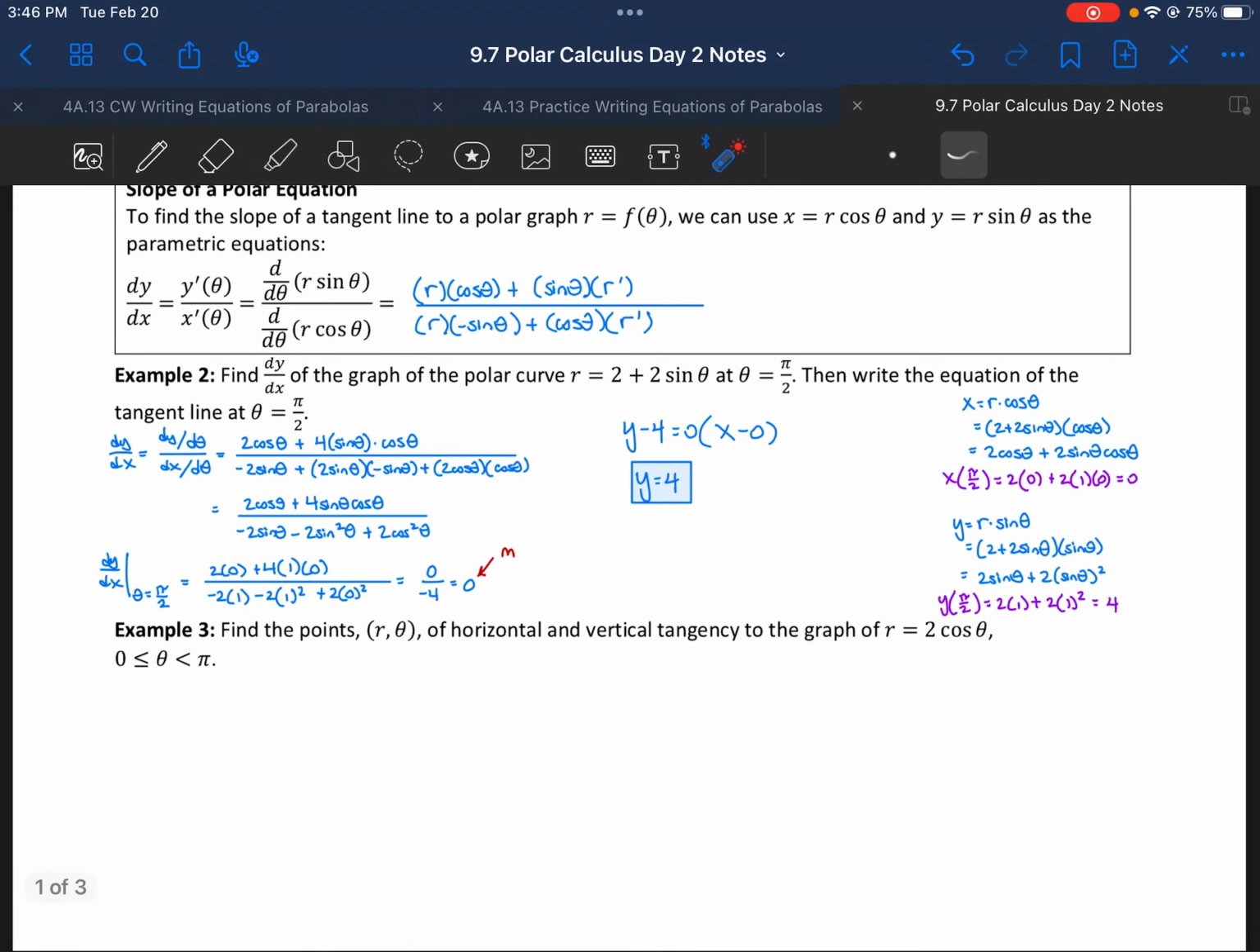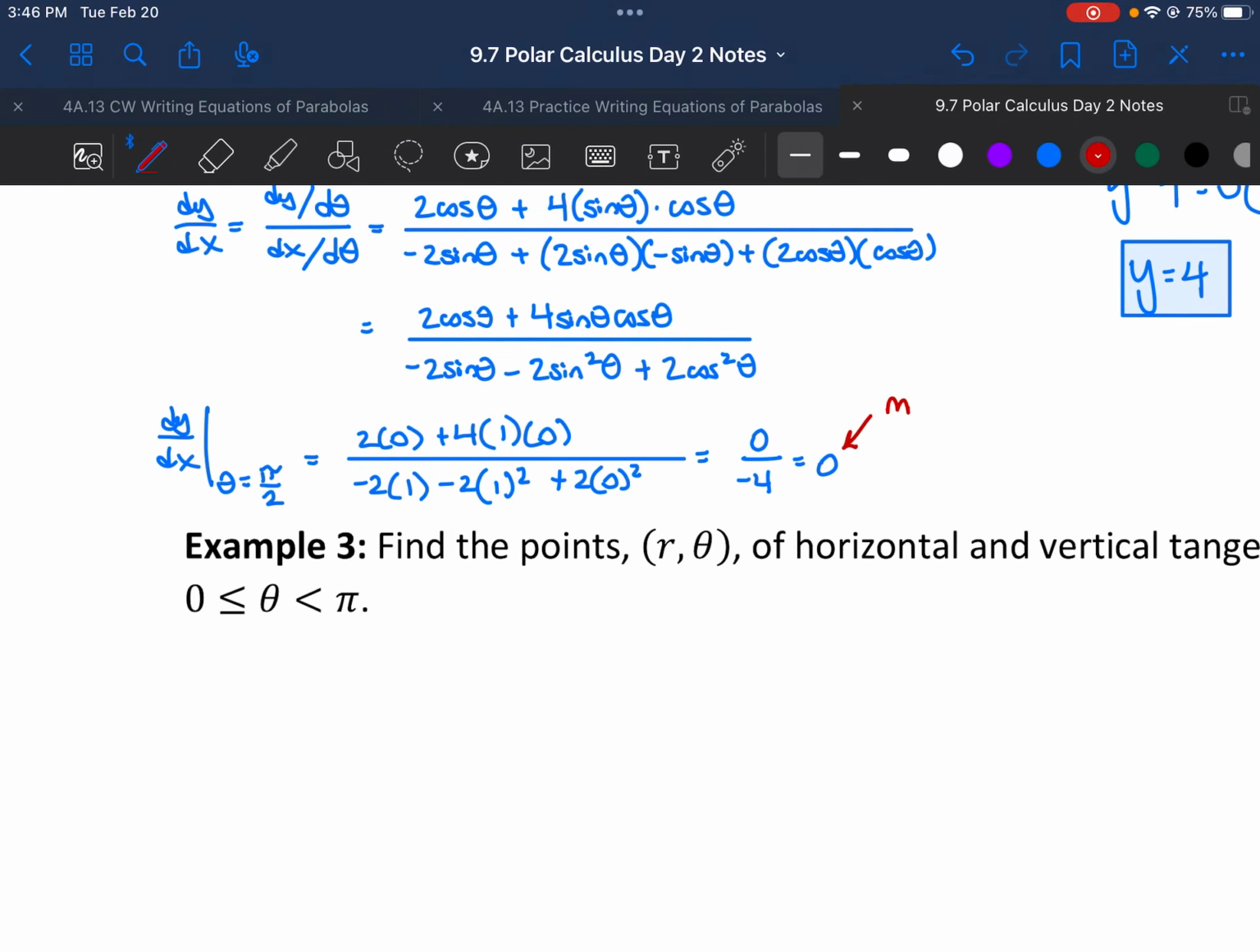Let's try example 3 here. Find the points r comma theta of horizontal and vertical tangency to the graph of r equals 2 cosine theta between 0 and pi. Notice that pi is not included in the domain, okay, but 0 is. So make sure we pay attention to our domain.